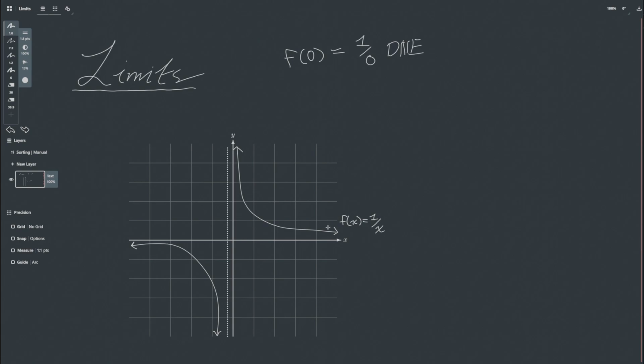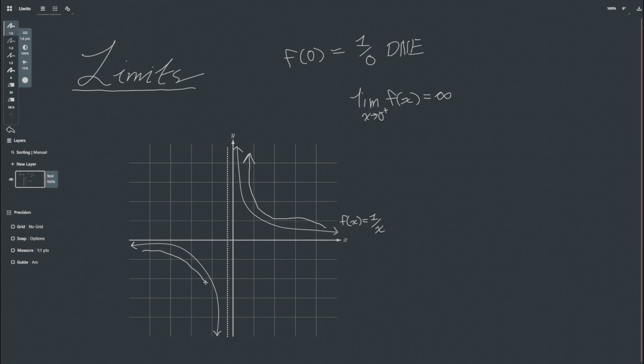So first, let's look at the right-sided limit. So as we approach this curve and we go up, we get closer and closer. We keep going up and up and up to infinity. We don't stop. We just keep going. So we say the limit as x approaches 0 from the right, so a plus sign, of f of x equals infinity.